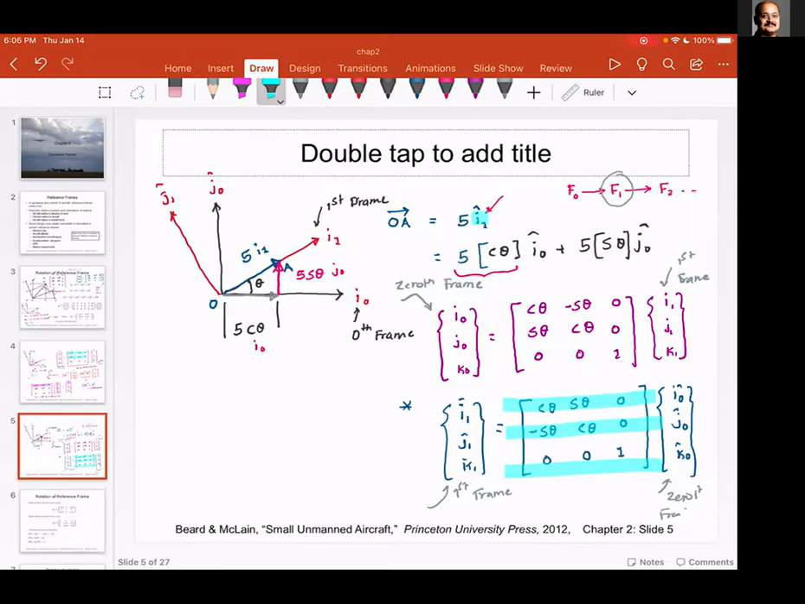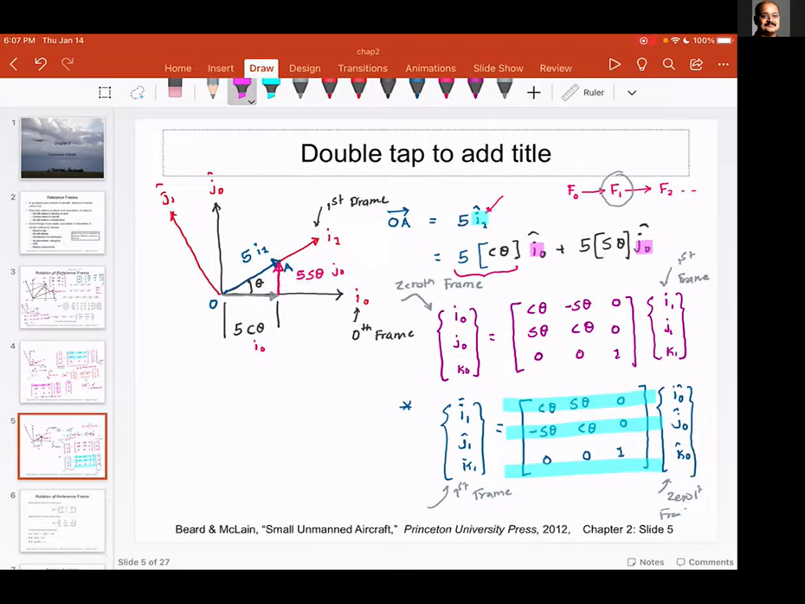So think about it like this, and I want you to spend a minute looking at this problem. My vector is 5 i1, but I want to express that vector in i0 coordinates. So what I did, I used the transformation that related the first frame to the zeroth frame. And please note, the rotation transformation matrix got transposed because it's an orthonormal matrix.